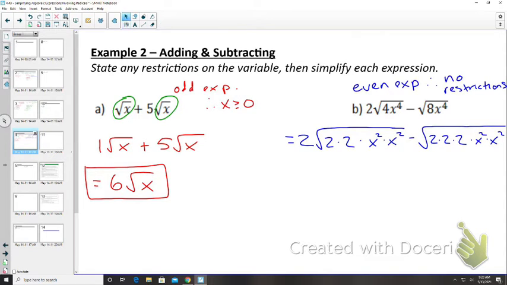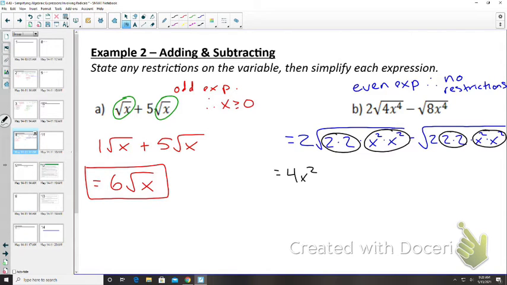Okay, so again, we have a square root, so let's find some pairs. So I see pairs there, and we also have a few pairs over here, okay? So let's unpack this. So we'll take those 2s and the x squareds out. So 2 times 2 is 4, times x squared gives me 4x squared, minus, let's take those 2s and the x squareds out. So we'll have minus 2x squared root 2.